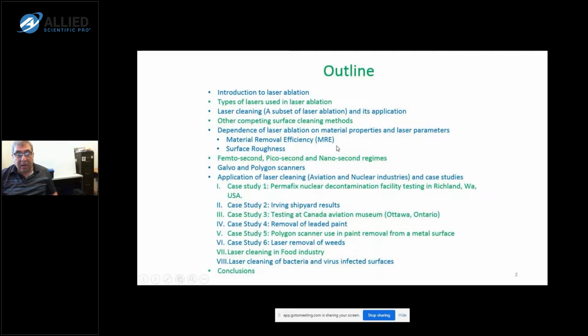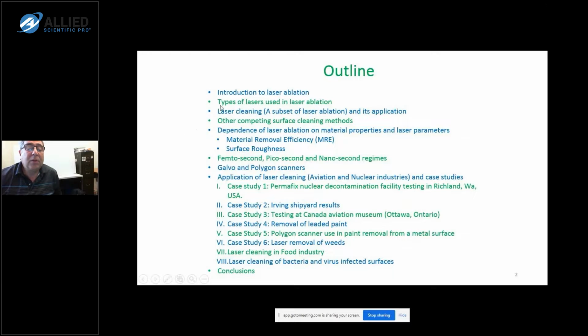All right, so what we are going to talk about today is, first of all, the introduction to laser ablation. Laser ablation is more general than laser cleaning. Laser cleaning is a subset of laser ablation. Laser ablation could be drilling, scribing, cutting, many different applications. So laser cleaning is one of those applications of laser ablation.